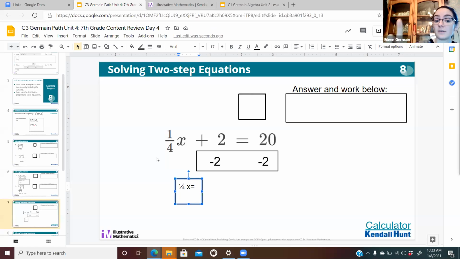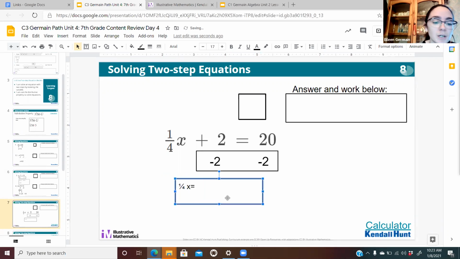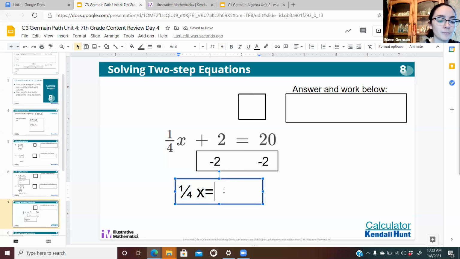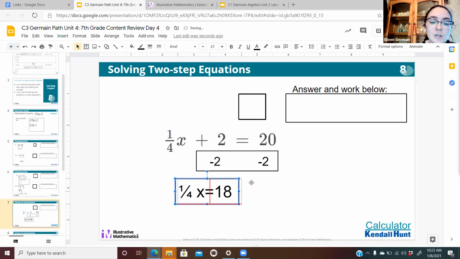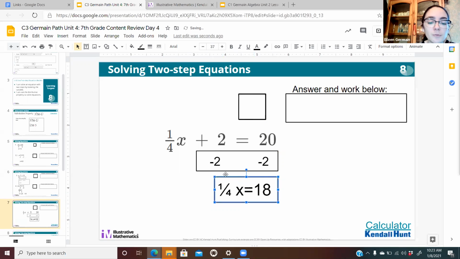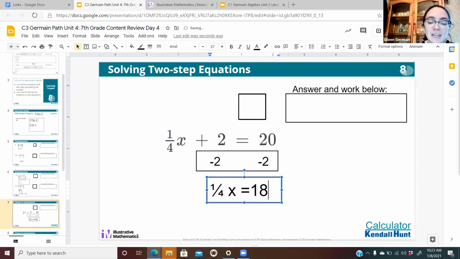Wait 1 second on that, Avery. I just want to get what it's equal to. What's 20 minus 2 here? Very good. It's going to be equal to 18. Okay. So I want to get this here first. So we're left with 1/4 x is equal to 18. Okay. So we have that 1/4 x is equal to 18.